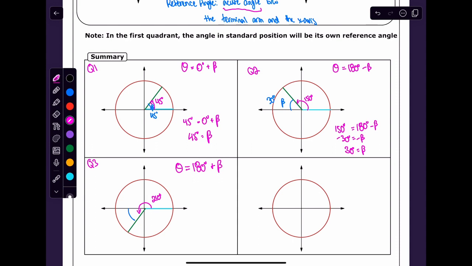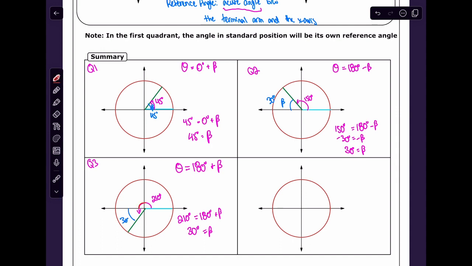So here we have our standard angle of 210 equal to 180 degrees plus beta. It's going to be 210 degrees minus 180, which will be equal to 30 degrees. So our reference angle is 30 degrees, which would make sense because this was 180, and so 210 is just 30 degrees after 180 degrees.